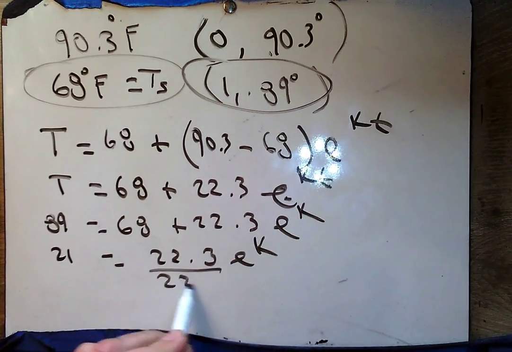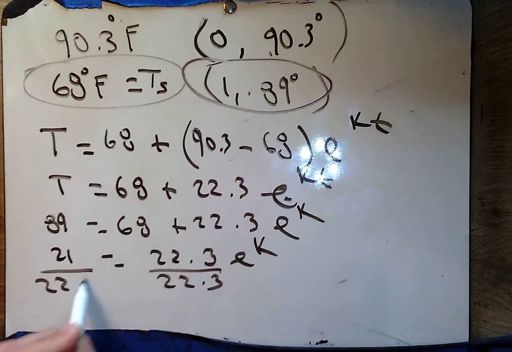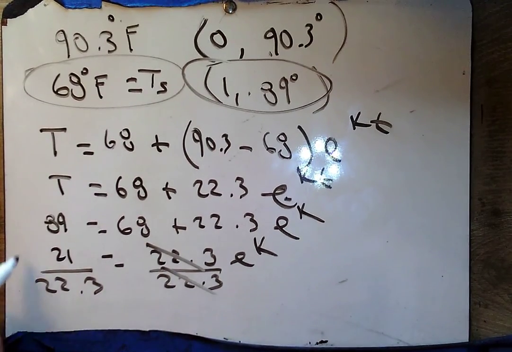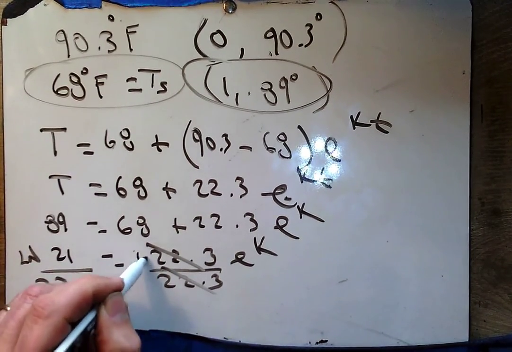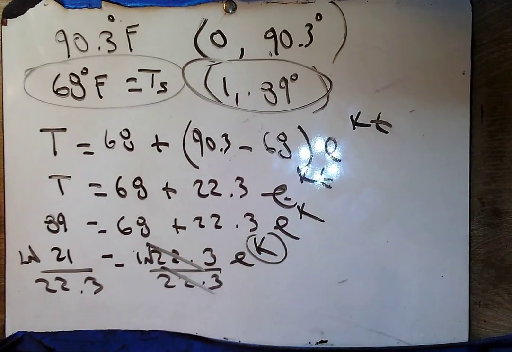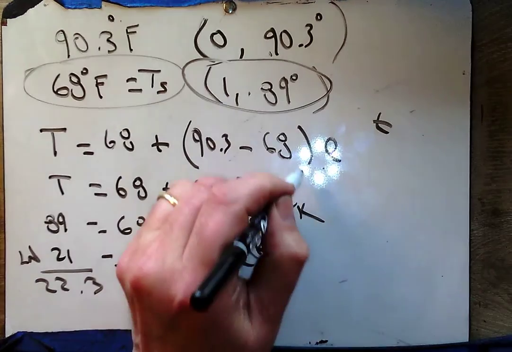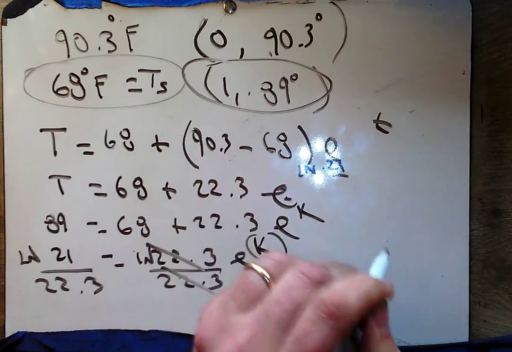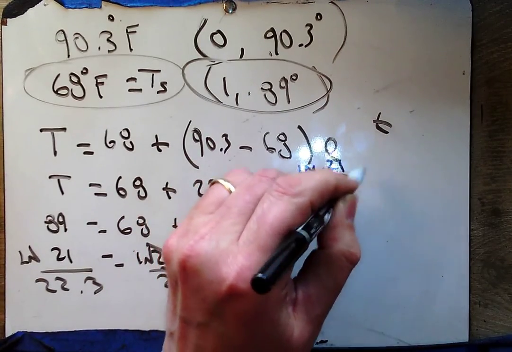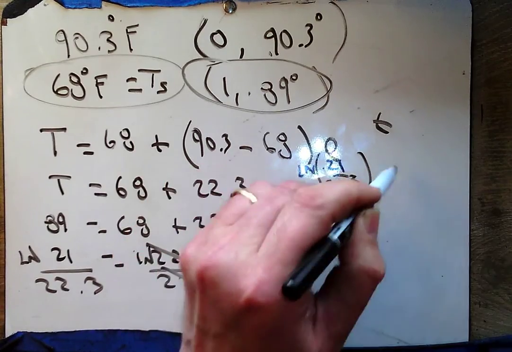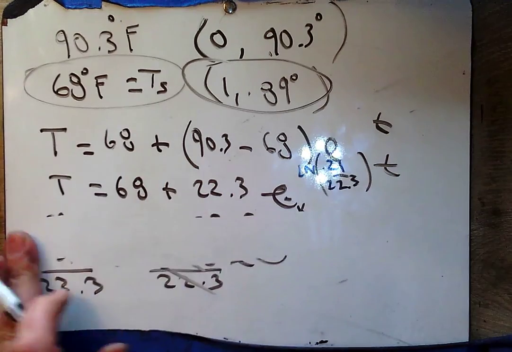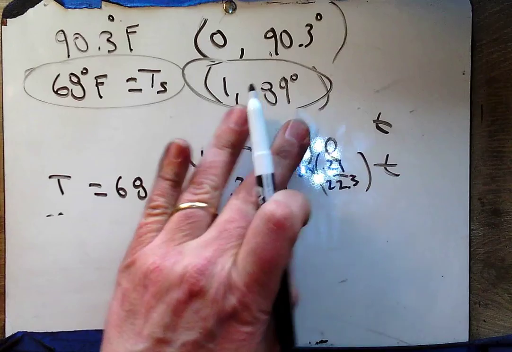Divide both sides by 22.3. And take the ln. That's going to give us our k value. Okay, so now I have a k value. ln of 21 over 22.3 is our k value times t. Cool. Now we've got this model.